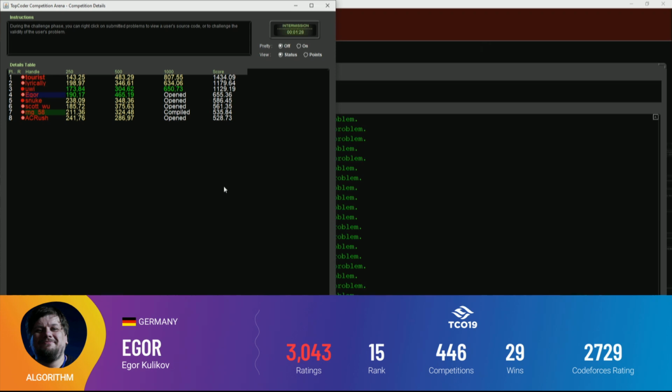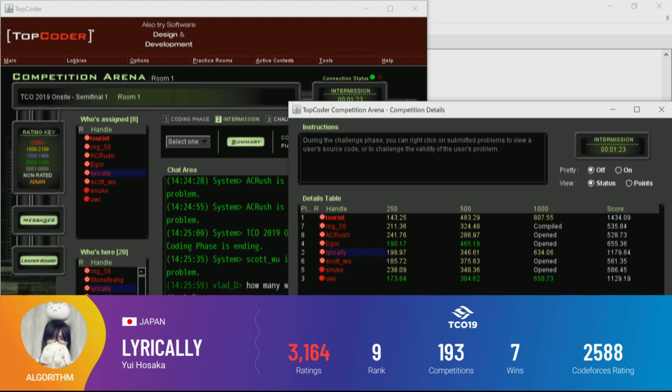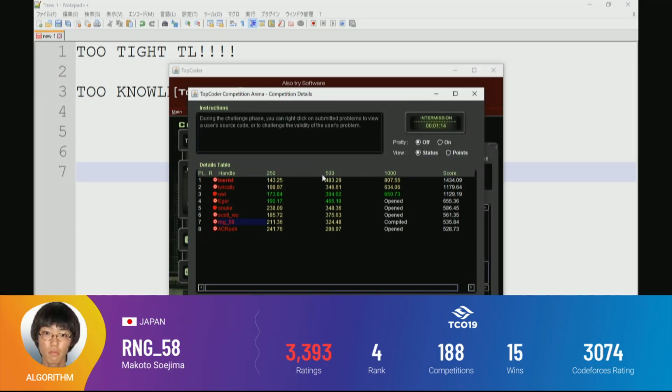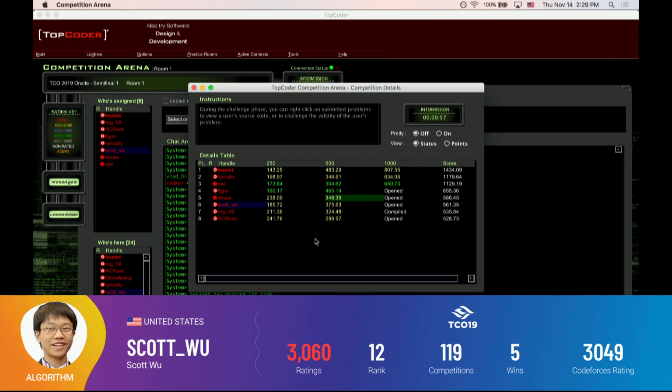Jaeger also just waits for the intermission to end. Let's see, we got lyrically here. Seems to be waiting. Looks like he's sorted by... or she. I'm not too sure. This was not the right order. Too tight TL. Oh no. Too knowledge heavy, I guess. Yeah, the hard problem did require a lot of knowing some formulas. Scott Wu is just waiting for the intermission.